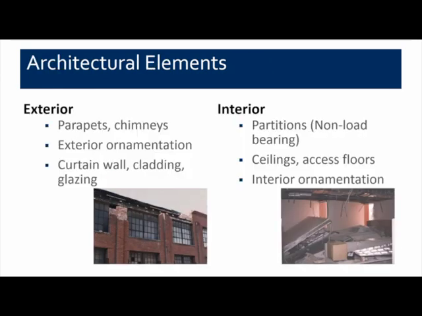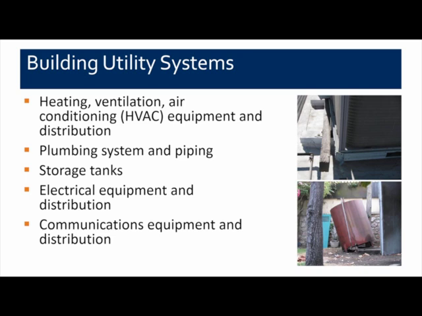So to highlight some of the typical architectural elements, they could be either on the interior or exterior of the building. On the exterior, we have things like parapets, chimneys, exterior ornamentation, as well as the curtain wall cladding and glazing systems. On the interior, we have partitions, ceilings, interior ornamentation, and other things. All of these are architectural elements which need to be attached to the building to prevent them from falling and hurting someone.